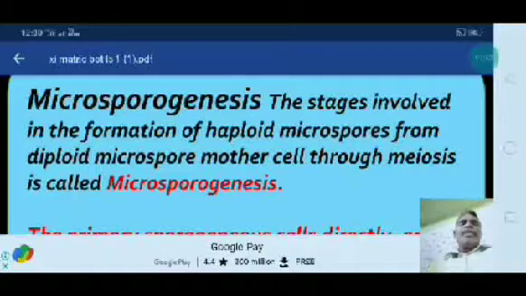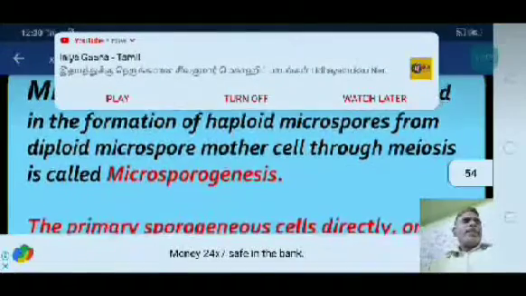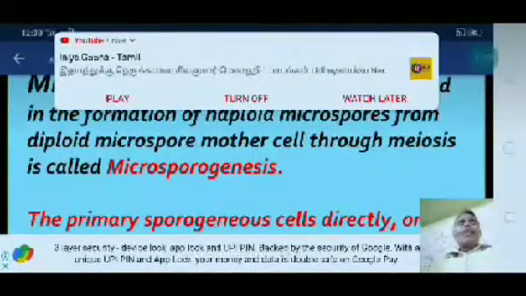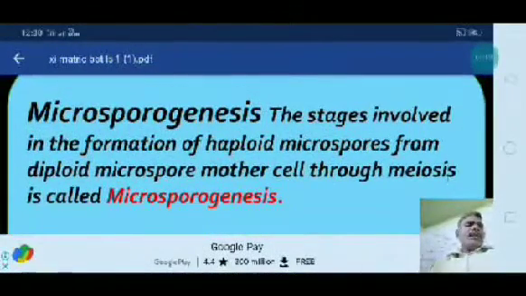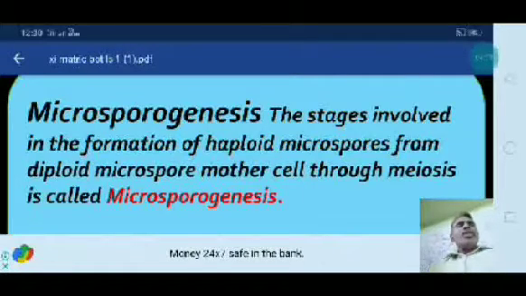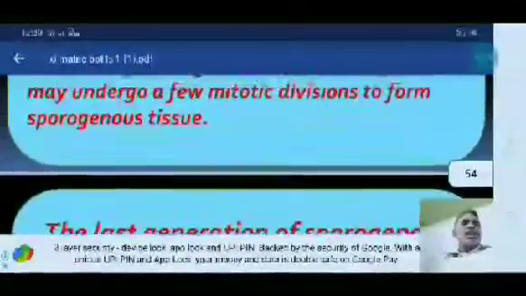Then microsporogenesis. Micro means minute. Here is how the sporogenesis occurs. The stages involved in the formation of haploid microspores from diploid microspore mother cells through meiosis is called microsporogenesis.